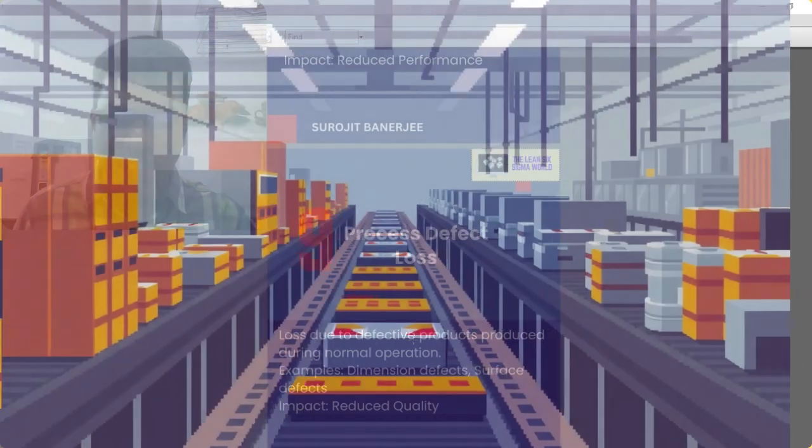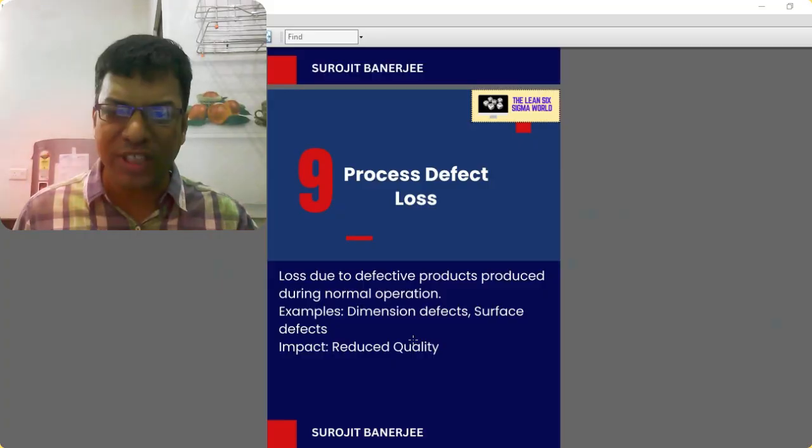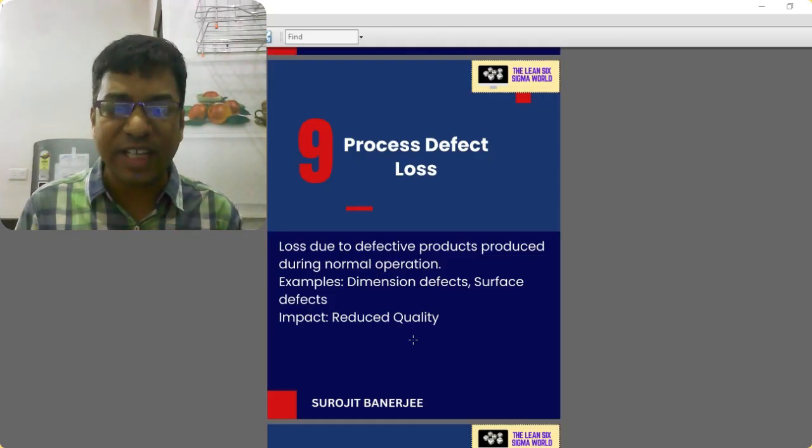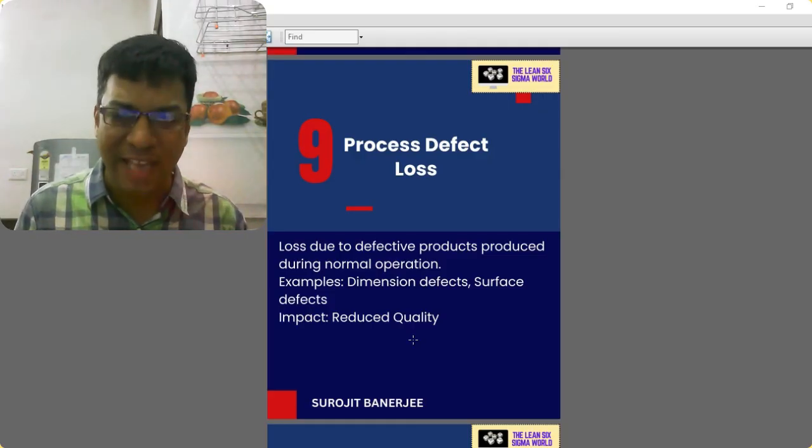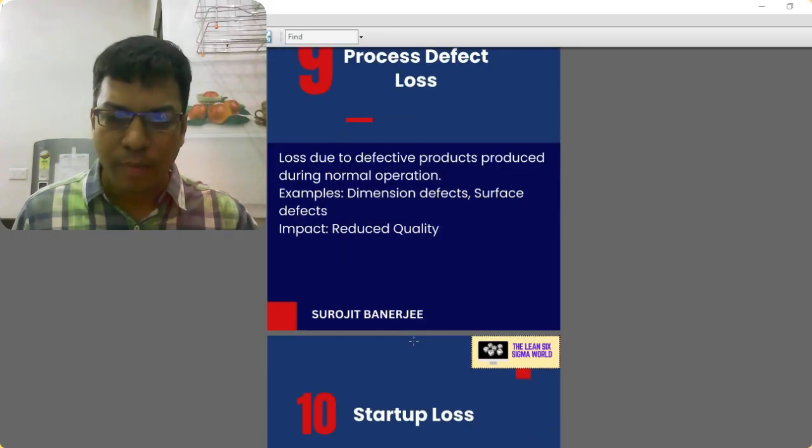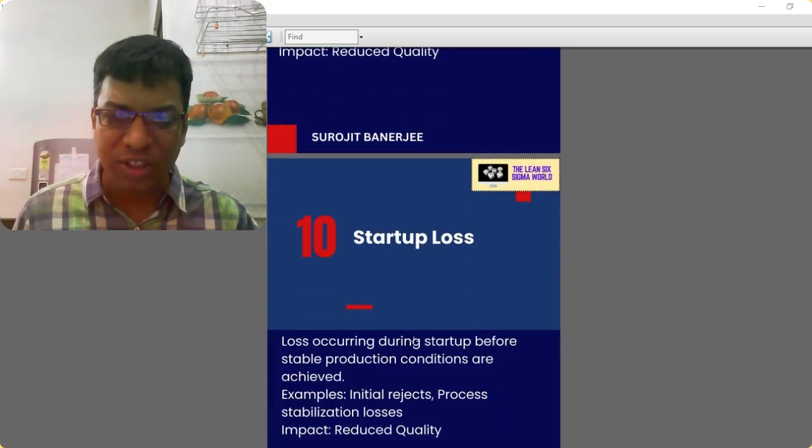That's basically the process defect loss. Process defect loss occurs due to defective products produced during normal operation. Examples: dimensional defects or surface defects. The impact is reduced quality. Now I'm moving into the next loss, which is called startup loss.